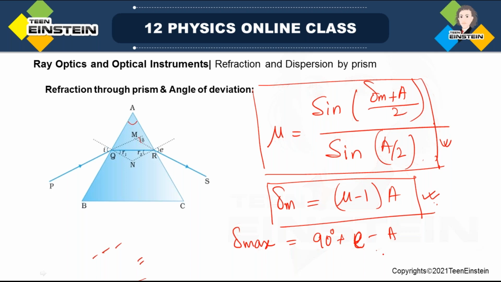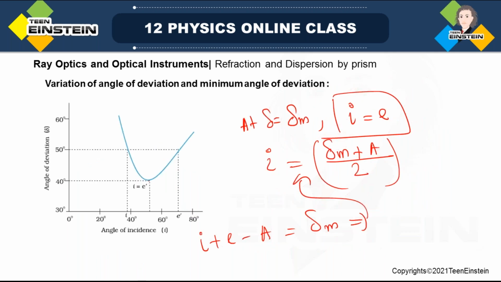So we have seen the angle of deviation is minimum only for one value of angle of incidence, that is equal to the angle of emergence. So this is what we have seen. Okay, all right. So I think this is all with the angle of deviation and refraction through a prism. So this is actually the part of refraction. This part was refraction by prism. Now we'll see dispersion by prism.